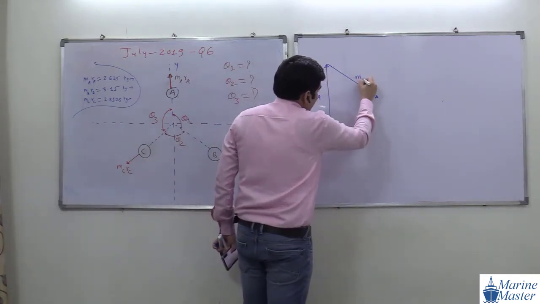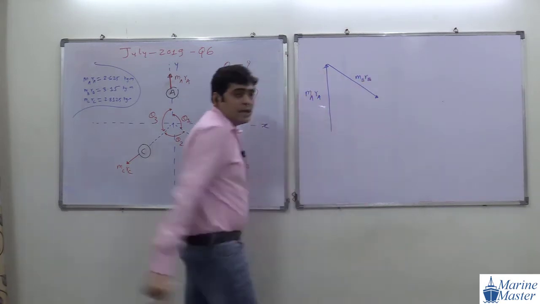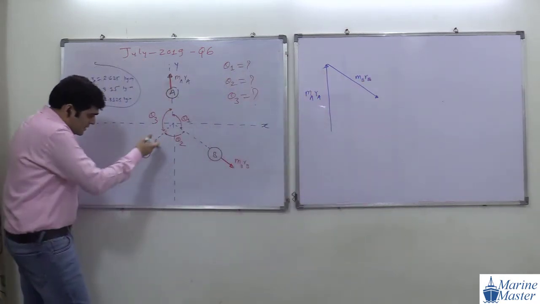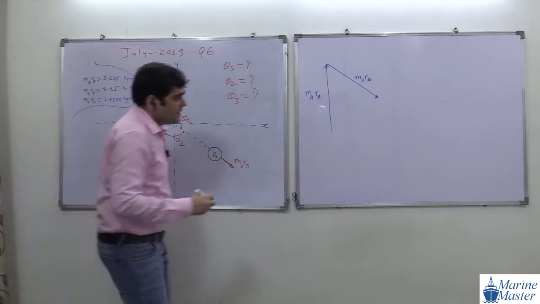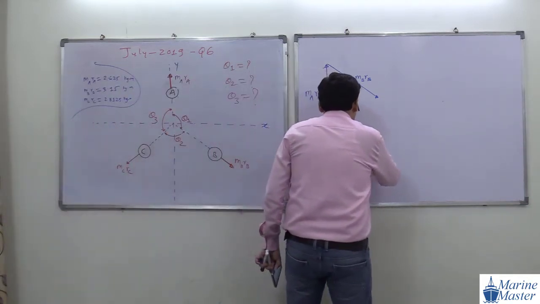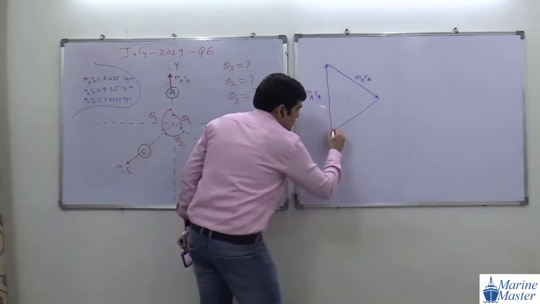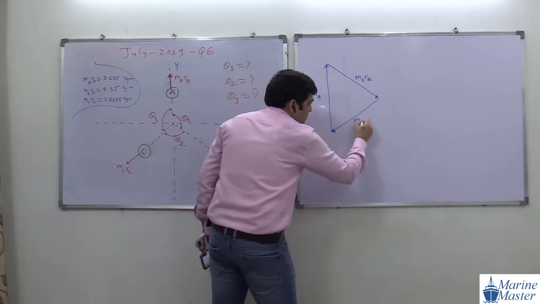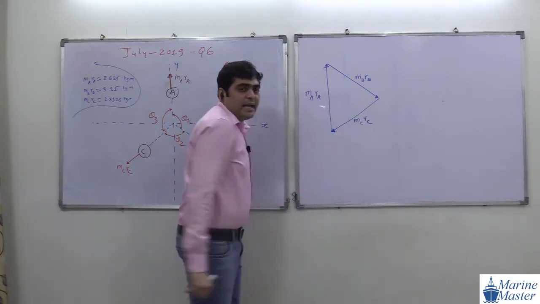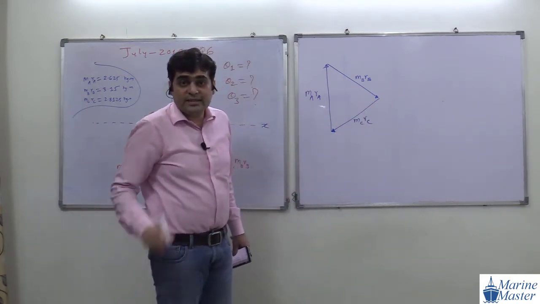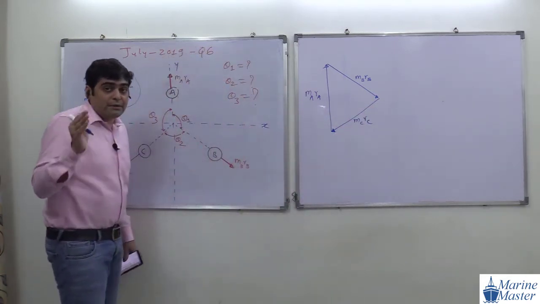So this is where our MBRB ended, and see MCRC: it must end at the same point where MARA started. Okay, so this will be our MCRC. Any doubt in this drawing?